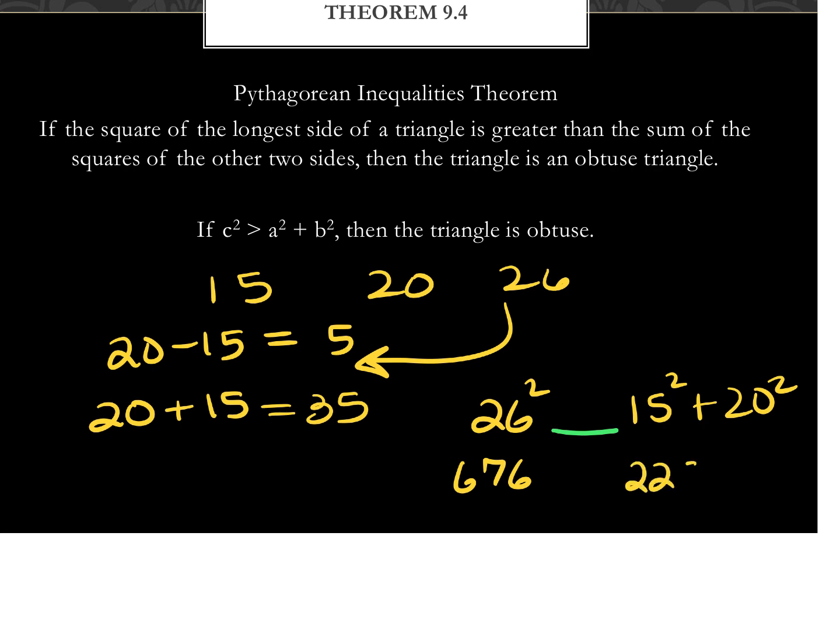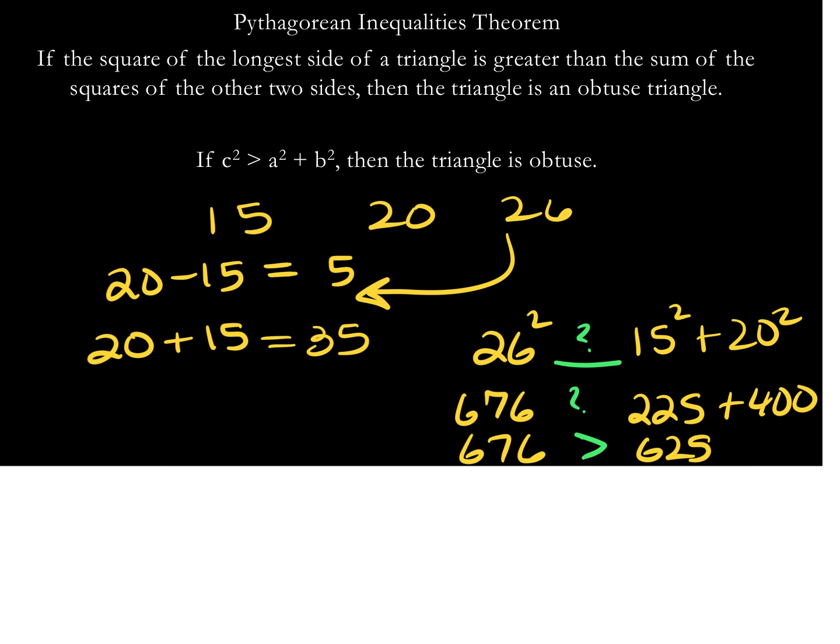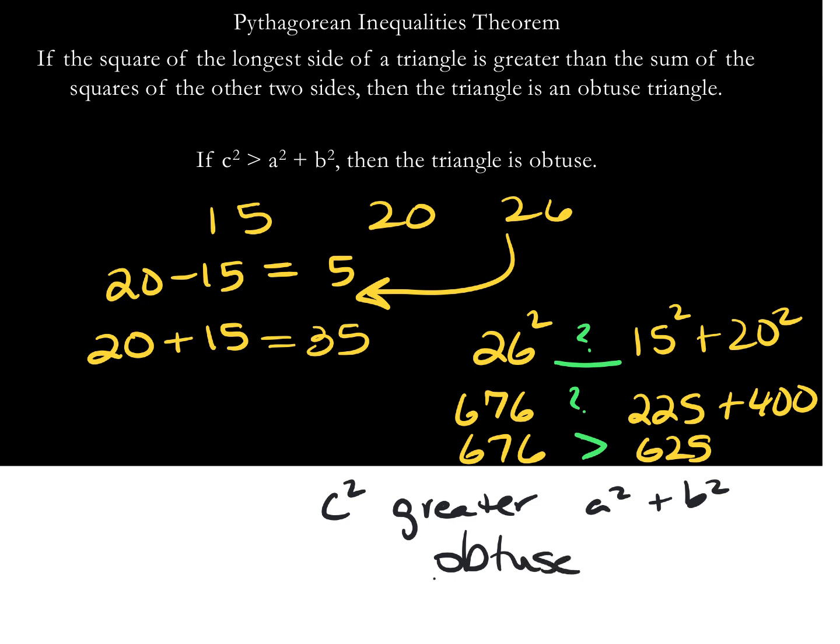15 squared is 225. And 20 squared is 400. I'm gonna add the 225 and the 400. And here, the symbol that's gonna go in between, because this was still a question mark. Now that I've added them, I can see that c squared is bigger. So when c squared is the bigger number, or greater than a squared plus b squared, then the triangle is obtuse.